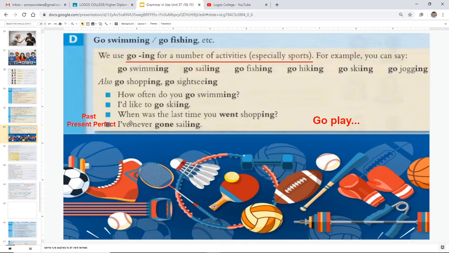And also remember, this same rule applies to all verb tenses. Doesn't matter if it's in the past or present perfect or in the present. When was the last time you went shopping? So went is the past tense of go. So it doesn't matter what tense it's in. I've never gone sailing. All right, so that's present perfect, but you still use the same rule.